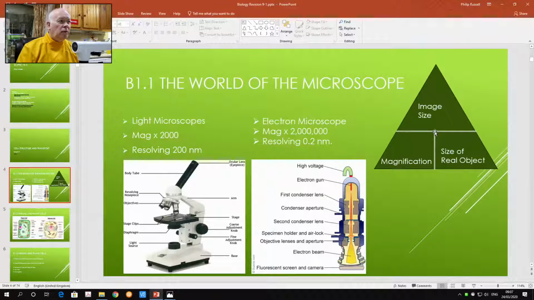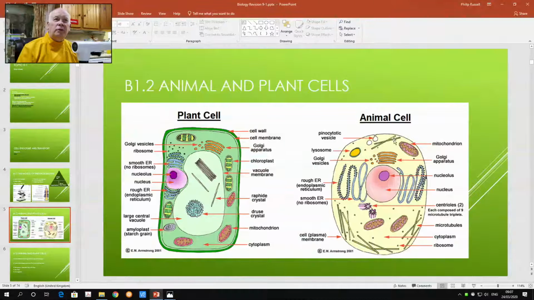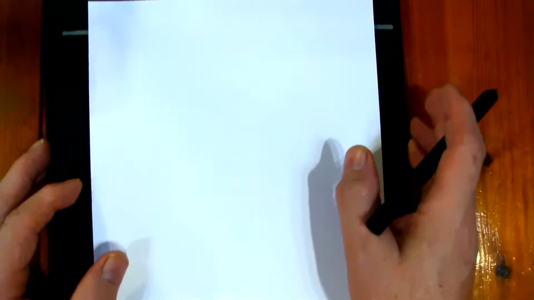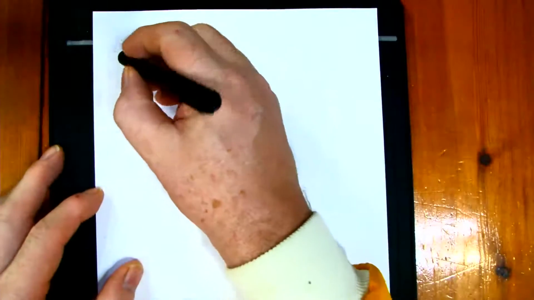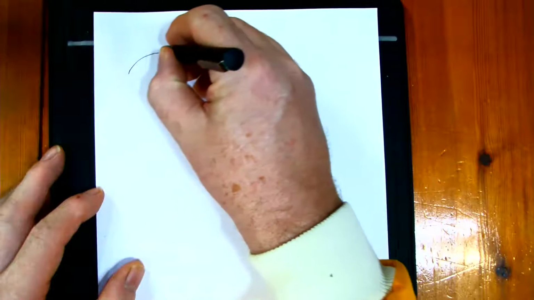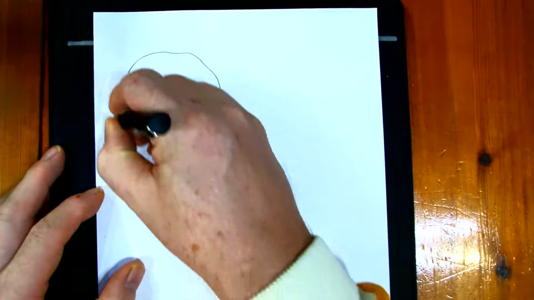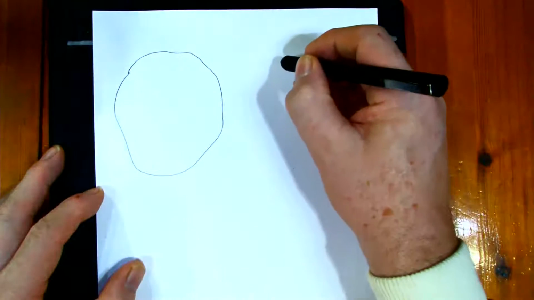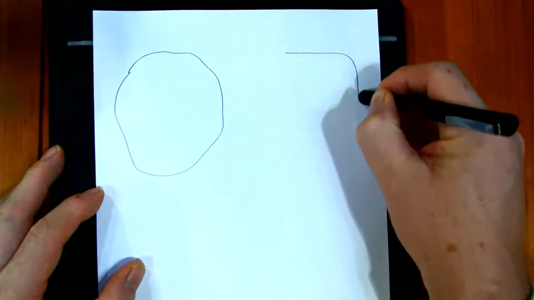Now, our next thing we need to know is all about plant and animal cells. There are some really nice pictures of these sort of things you'll see on the internet, but what we need to be able to do is have a look at these better ourselves. Let's have a look at an animal cell. So let's draw ourselves an animal cell, and we're going to draw ourselves a plant cell.